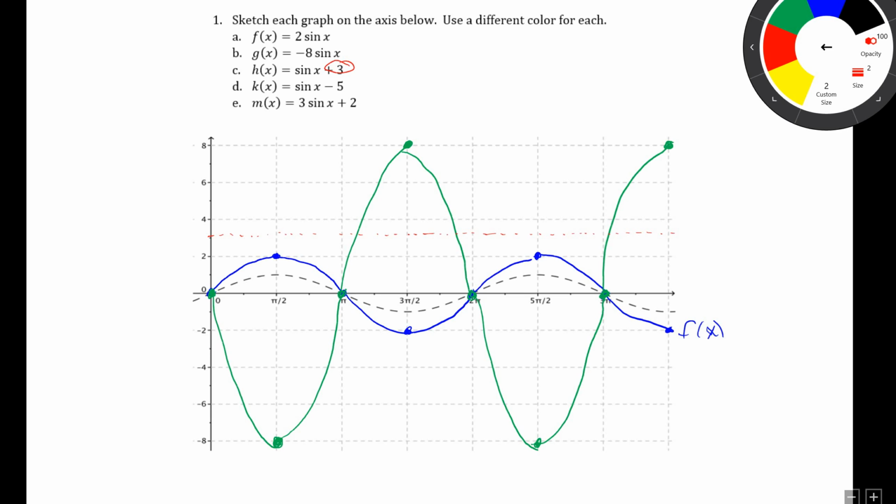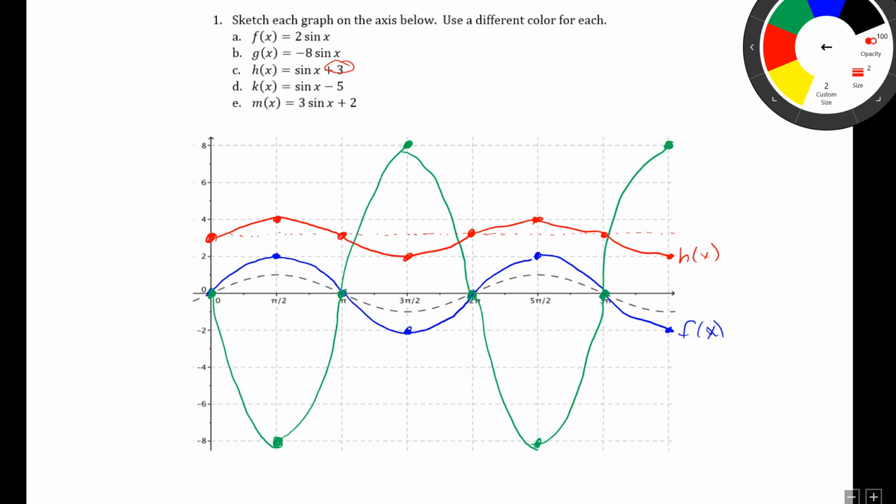Notice h of x has an amplitude of 1. So we're going to start at the intersection of the midline and the y-axis. We're going to go up 1. We're going to go down 1. And keep following that same pattern. Now, anytime that we would have been at an x-intercept, we're now going to be at an intercept of the midline. We're still going to have minimums and maximums here. They're just affected by the shift or translation up. So this would be h of x.